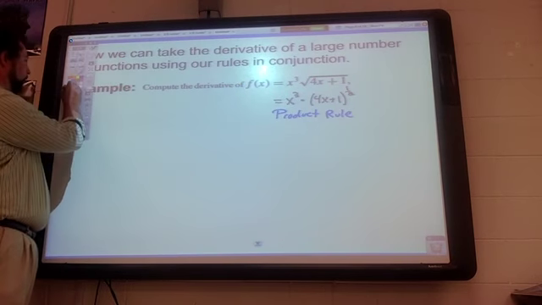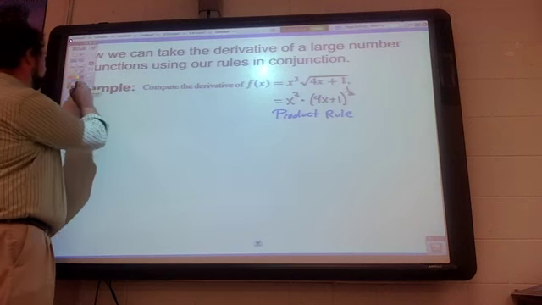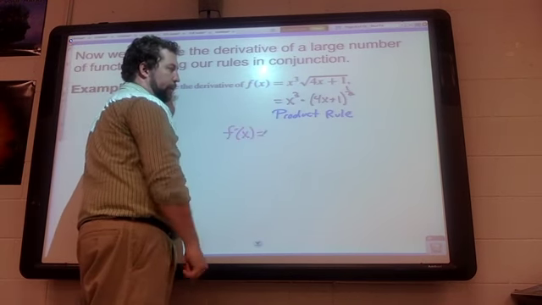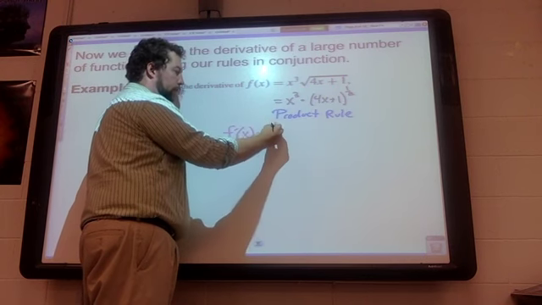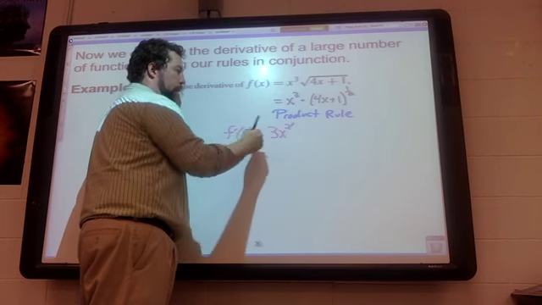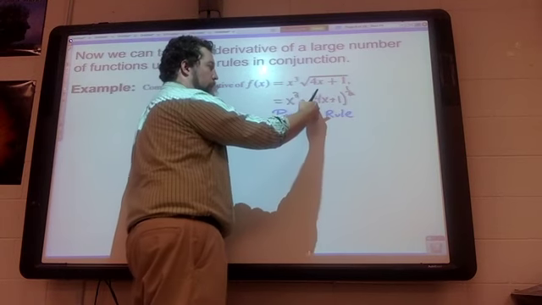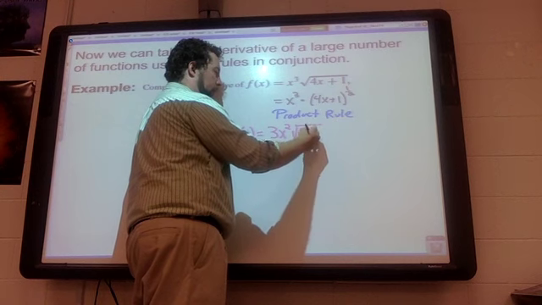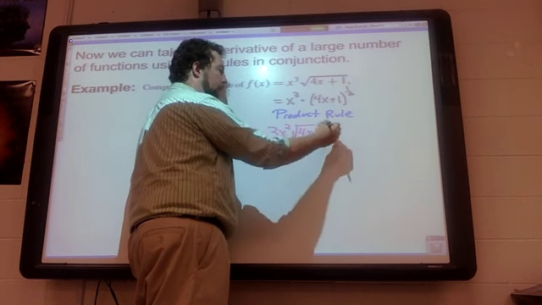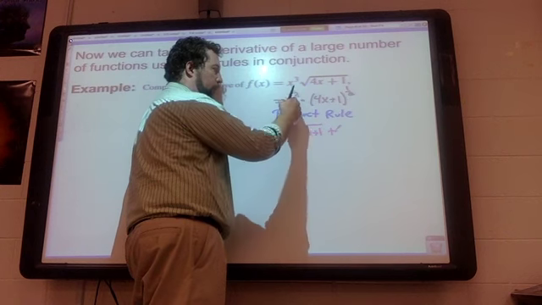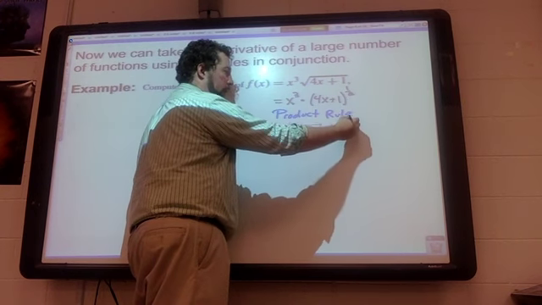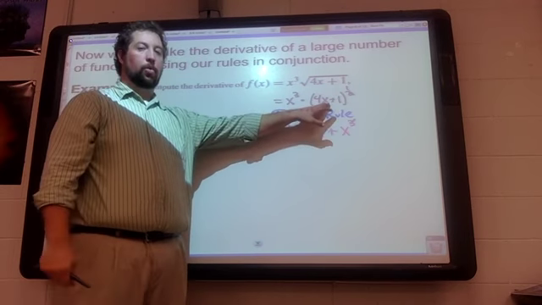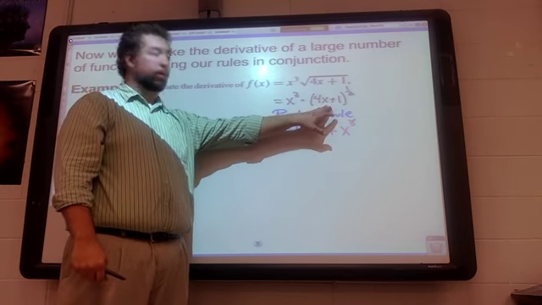Product rule says take the derivative of the first. The derivative of the first is going to be real easy. Derivative of x cubed is 3x squared. And leave the second part alone, so 4x plus 1 raised to the 1/2 power, or I'm just going to rewrite it as the square root of 4x plus 1. Plus, other part of the product rule, leave the first part alone, x cubed. And now we're going to take the derivative of the second part, which includes a chain rule.